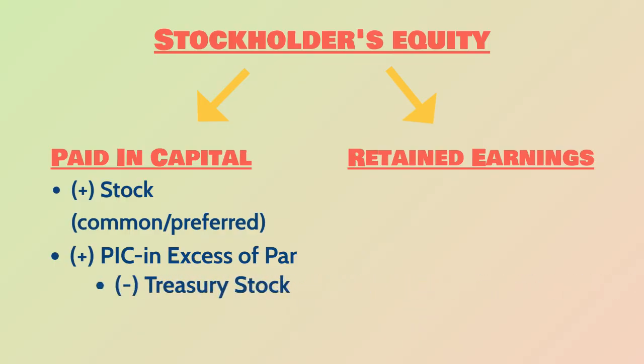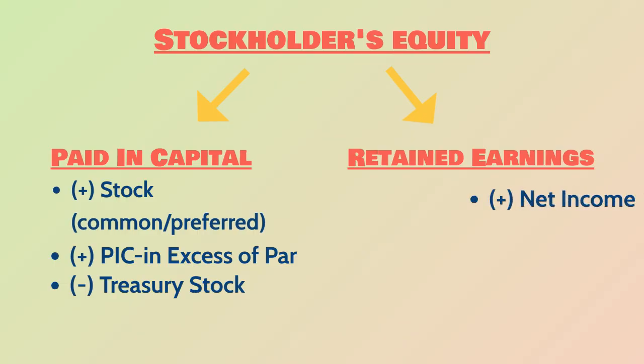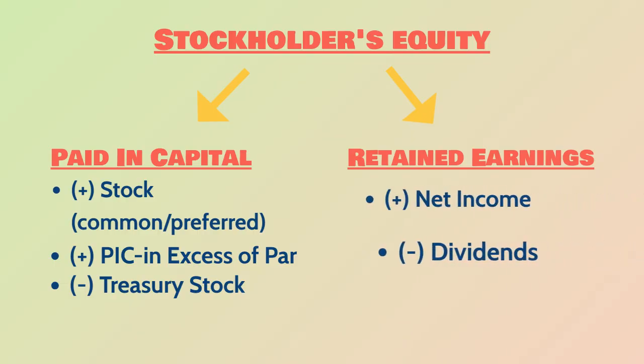Treasury stock is when a business buys back its own stock. Retained earnings comes directly from the statement of retained earnings and is the result of adding the net income of the period to existing retained earnings and subtracting any dividends.